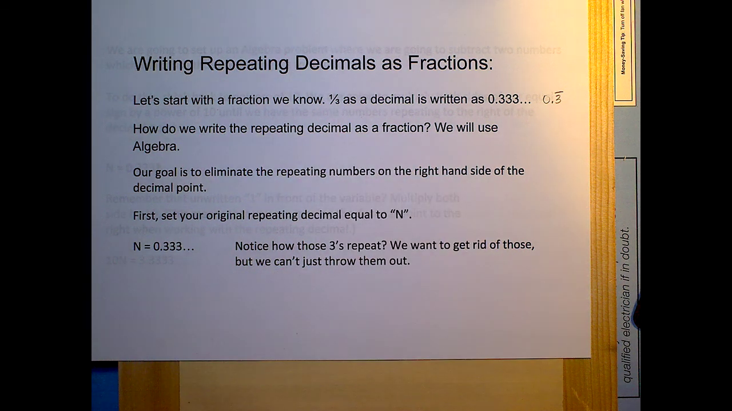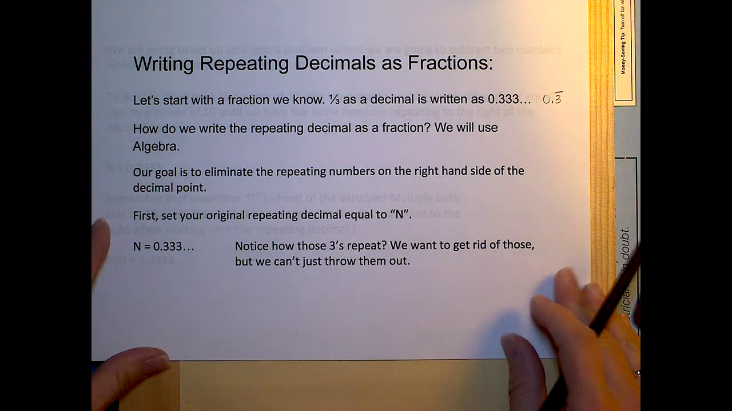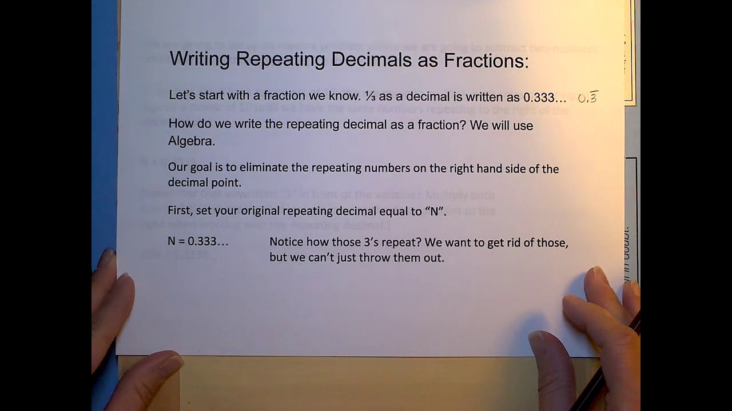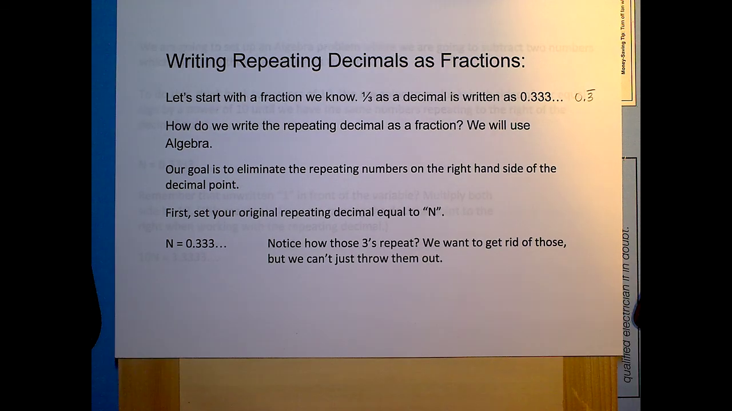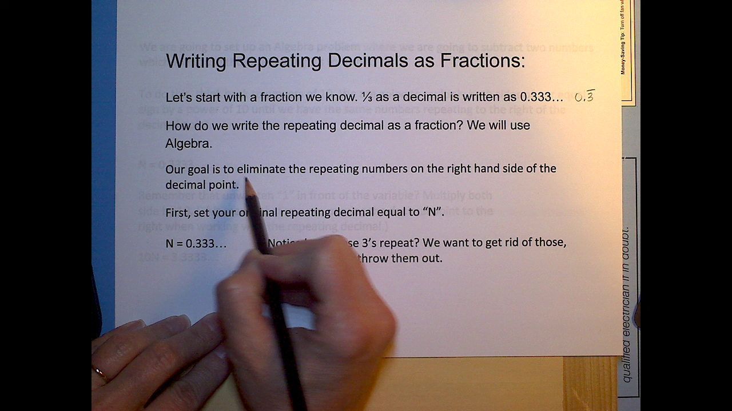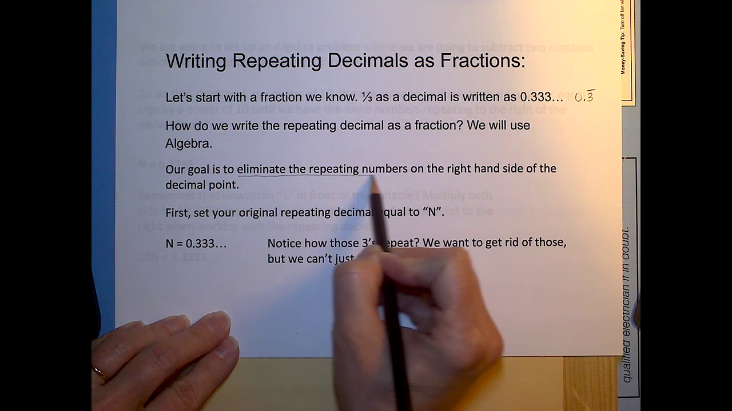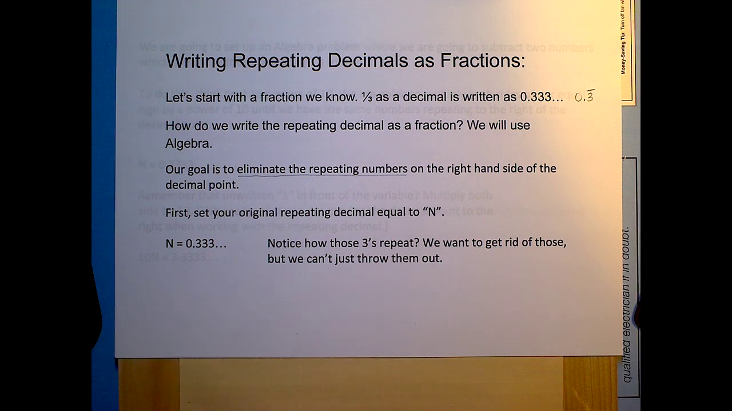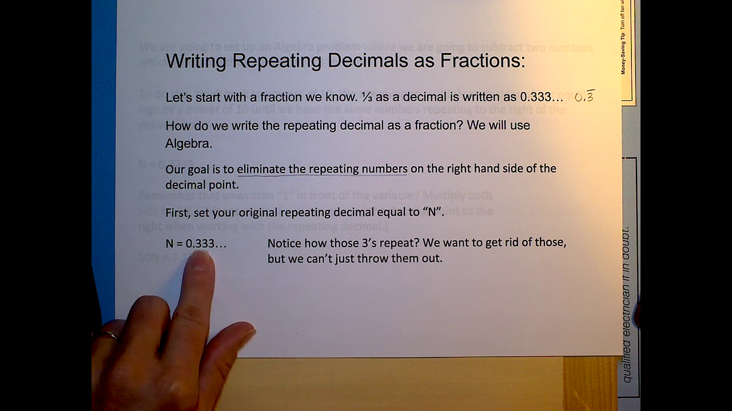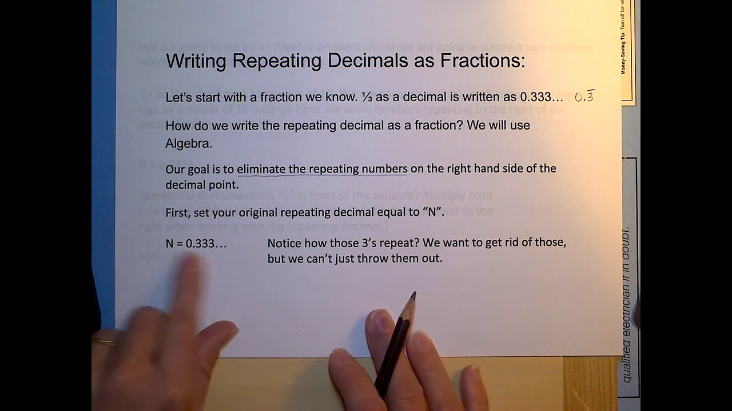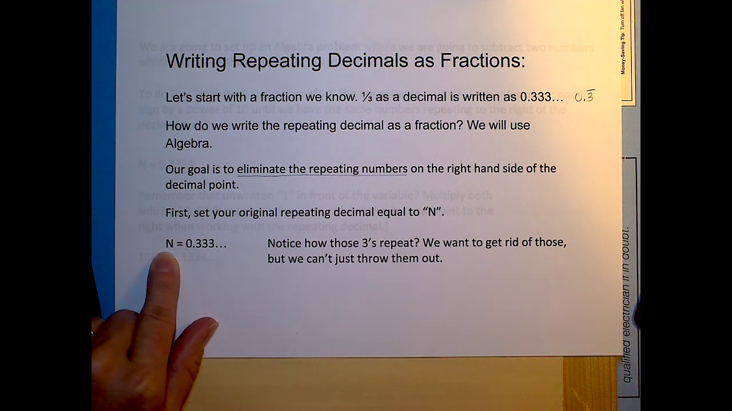So how do we end up writing repeating decimals as fractions? We're going to use some algebra here, okay? And the goal to this is to always eliminate the repeating numbers. So our goal when we do problems like this is to eliminate the repeating numbers, okay? We don't want to subtract forever. There's a trick that we can use so we don't have to, okay? What we're going to do is we're going to take our repeating decimal and we're going to set it equal to n, okay?